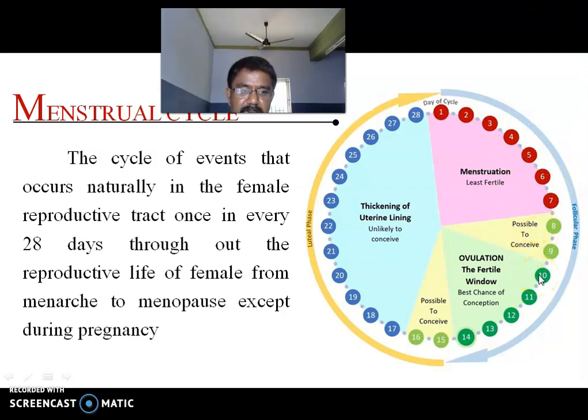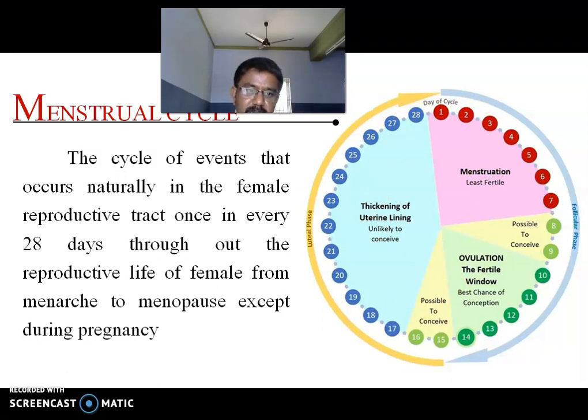After that, days 10, 11, 12, 13, 14, ovulation, the fertile window, best chance of conception. Days 15, 16, possible to conceive. After that, days 17 to 28, thickening of the uterine lining, unlikely to conceive. It is not possible at this stage. Days 1 to 28 make one menstrual cycle.